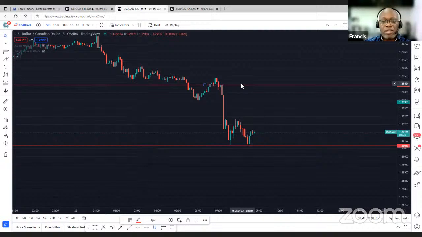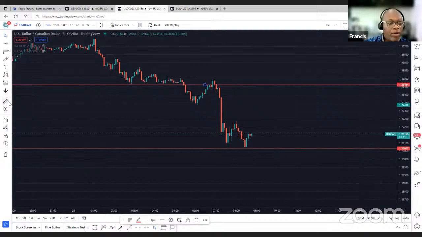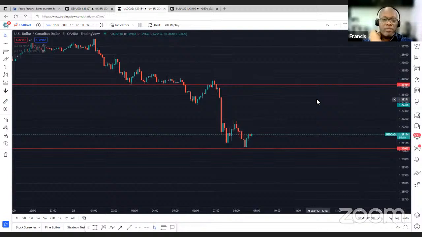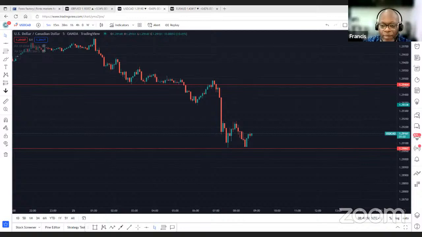Let's move this slightly. We're looking at a 39 pip range, really. The price has to break either below here for me to sell, or break above there. Yeah, that's the way I'll be looking to trade it, guys. So that's for USD CAD.